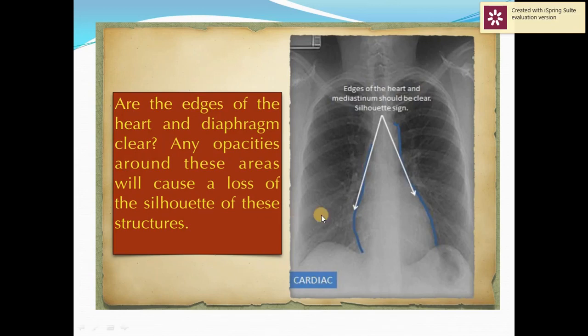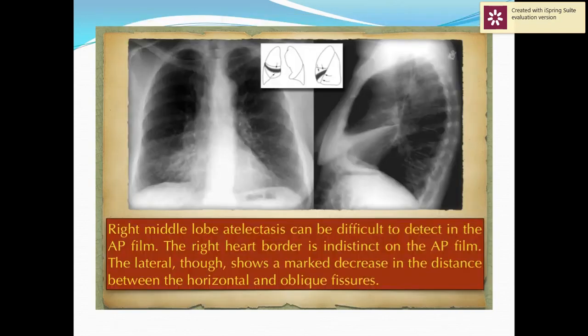Also, the edges of the heart and the mediastinum should be clear. Obliteration of the right heart border, the silhouette sign, denotes right middle lobe consolidation, and absence of the right diaphragm denotes right lower lobe consolidation. Middle lobe atelectasis is sometimes difficult to detect, but in the lateral chest X-ray it shows very nicely as right middle lobe consolidation.